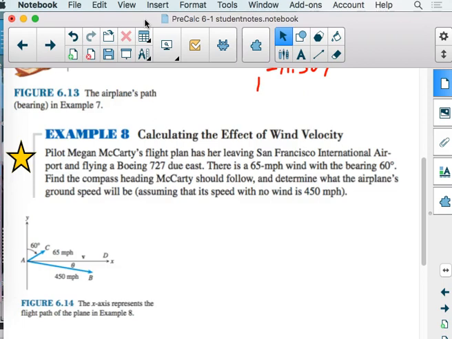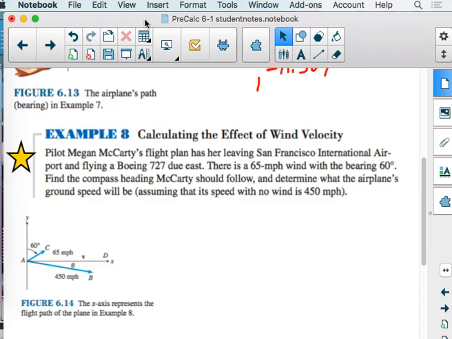Pilot Megan McCarty's flight plan has her leaving San Francisco International Airport and flying a Boeing 727 due east. Okay, so she's supposed to be flying due east. Problem. There's always wind. She can start out due east, but she's probably not going to end up there unless they account for wind. So there's a 65 mile per hour wind with a bearing, there's my first problem, bearing of 60 degrees right here. And it says, find the compass heading McCarty should follow and determine what the airplane's ground speed will be, assuming that its speed with no wind is 450 miles per hour.